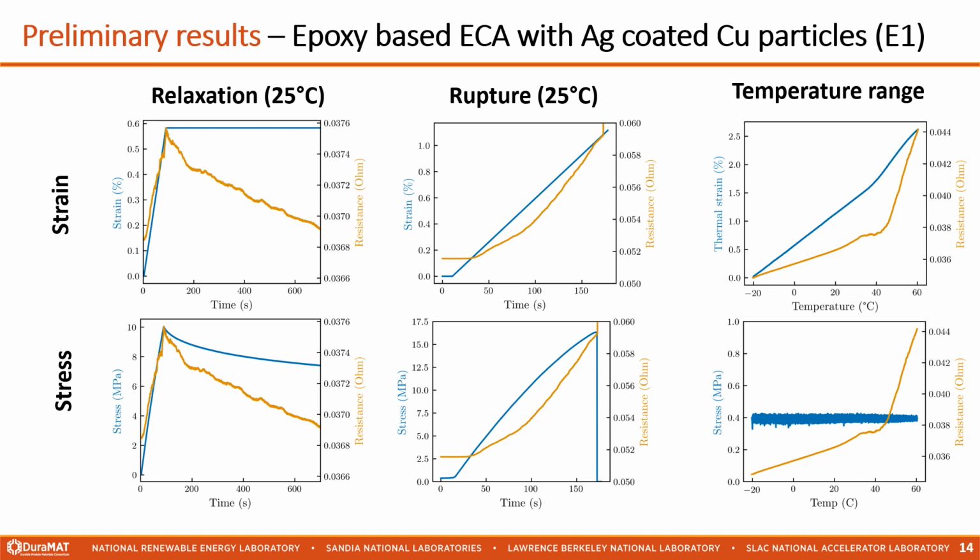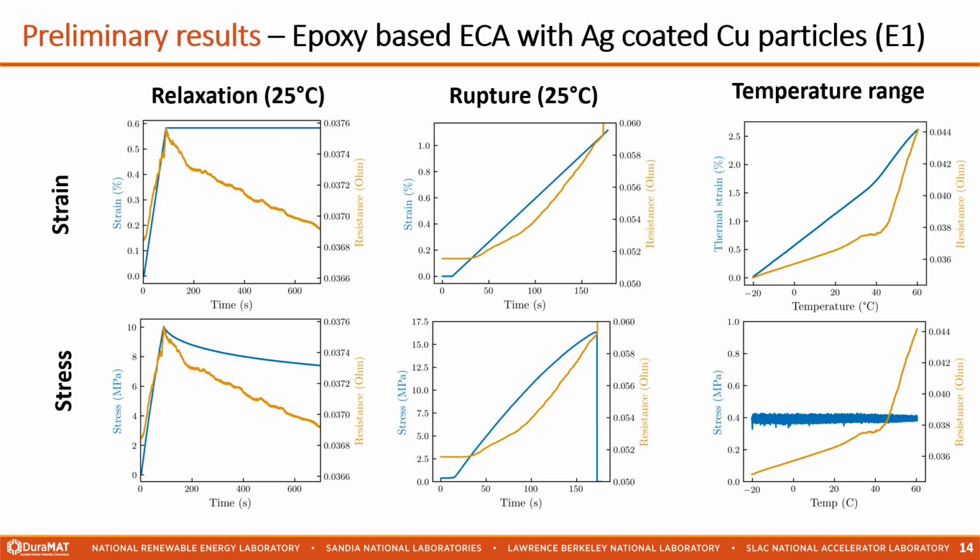In the case of the rupture test, the sample was loaded until the ECA specimen fractured. A steady increase in stress, strain, and resistance can be observed until rupture occurs. At this point, the load drops and the electrical contact opens.